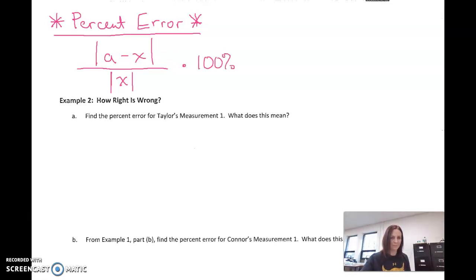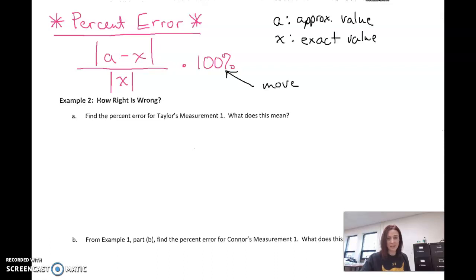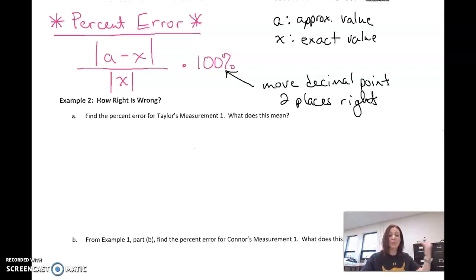Now, what does this all mean? Okay, so again, this is approximate, right? So that's our approximate value. Our x, that's our exact. And we're taking the absolute value of those. Now, this times 100 here, all that means is we're going to move the decimal point two places right. We're basically changing it into a percent. So we're going to take what we just did, but then we're going to divide it by the absolute value of the exact, and then change it into a percent. Okay? So here's what we mean.